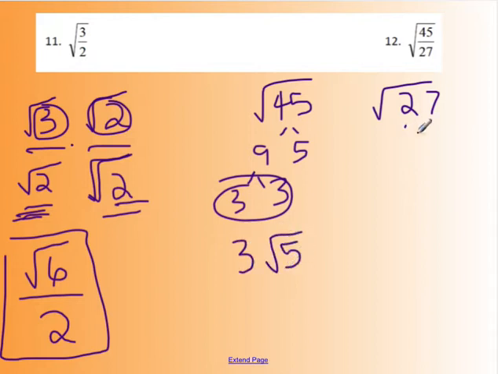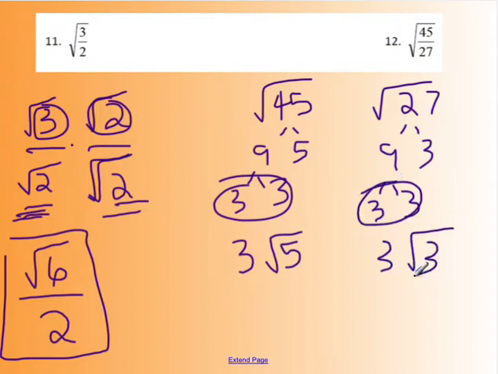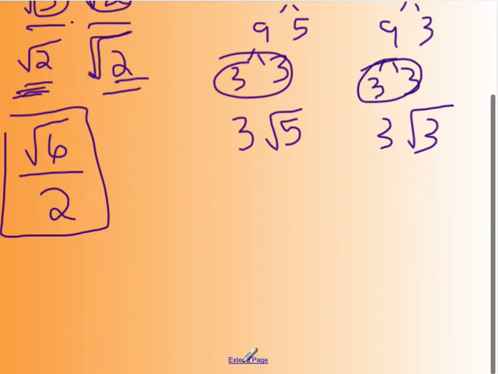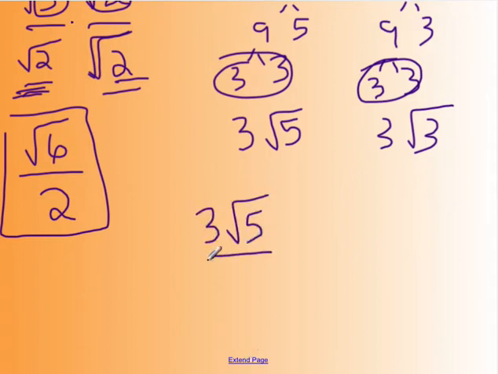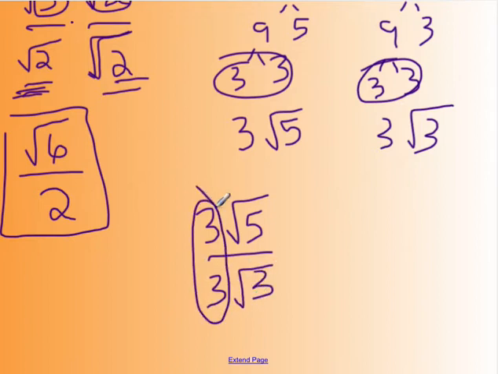For 27, I can break that down into 9 and 3. And then I can break that down to 3 and 3. So I have a pair of 3's that I could take out. So I have 3 square root of 3. So then when I rewrite it as a fraction, I have 3 square root of 5 divided by 3 square root of 3. So I'm going to make my life a little easier. Since both of these are 3's and they're on the outside, they're going to cancel. So now all I have left to deal with are the radicals.